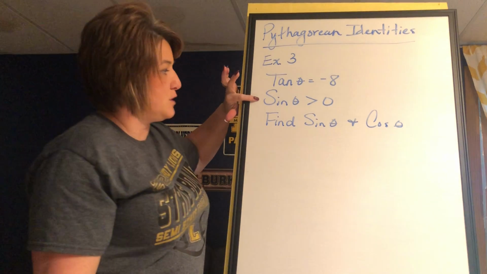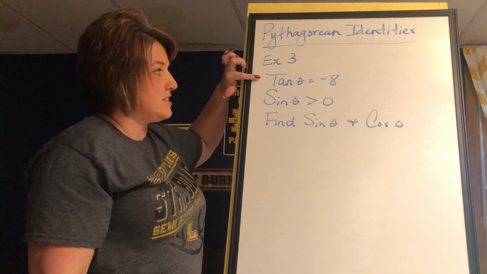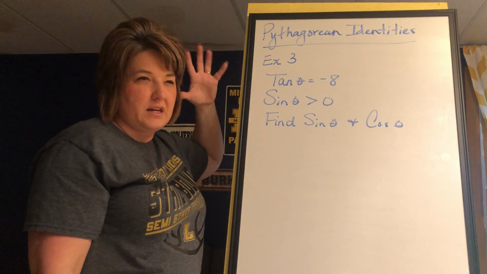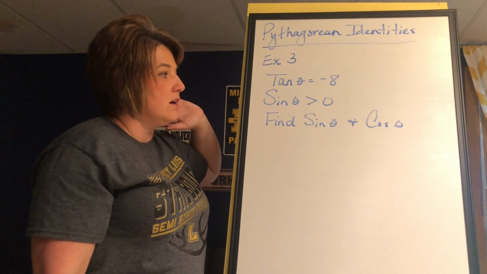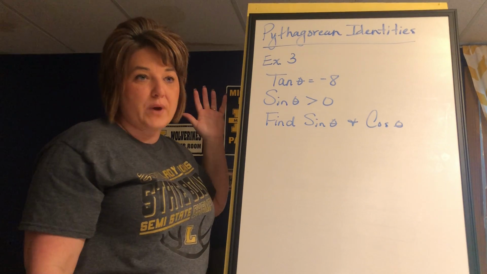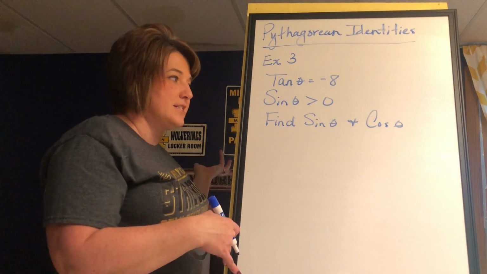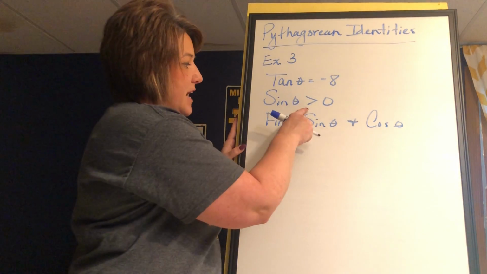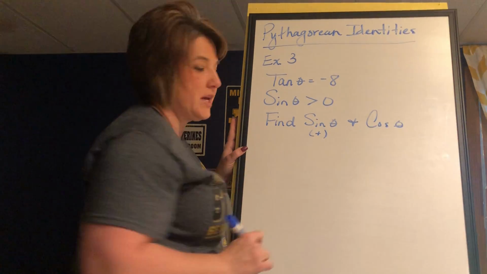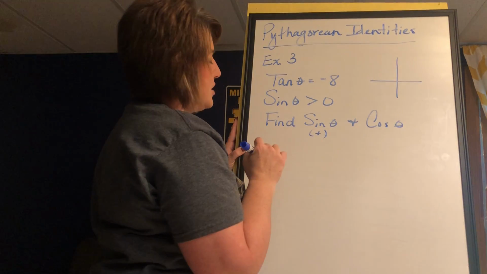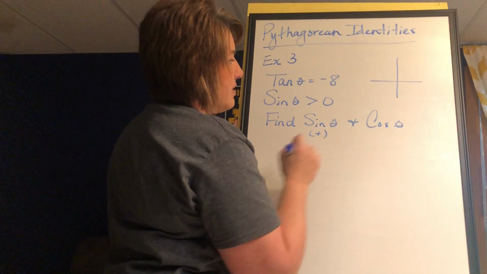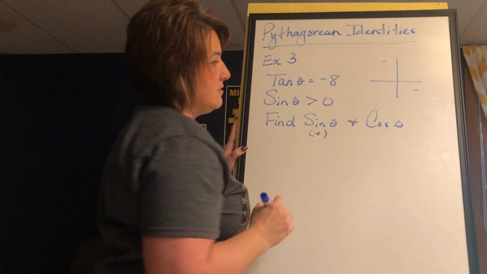So they're telling me that the sine is positive and the tangent is negative. So you need to figure out, and it's really not too hard, where the angle is located, just so that we know what signs to put on sine and cosine. We know sine is positive, so whatever answer we get here will be positive. But let's think about that. Our tangent is negative here and here.